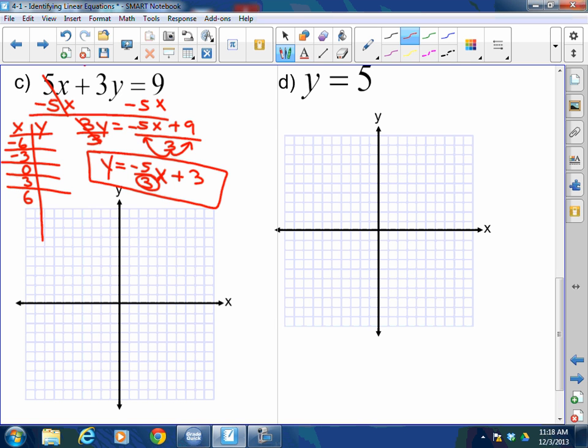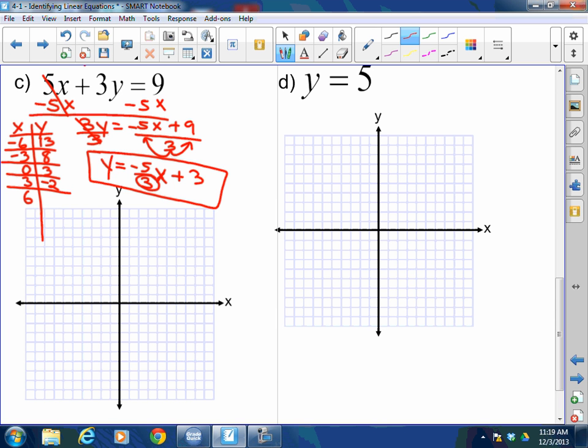Okay. When x is negative 6, negative 6 times negative 5 is 30. 30 divided by 3 is 10, right? 10 plus 3 is 13. When x is negative 3, that's 15 divided by 3, which is 5. 5 plus 3 is 8. When x is 0, y is 3. When x is 3, you got negative 5 plus 3, which is negative 2. And when x is 6, you got negative 30 divided by 3 is negative 10.